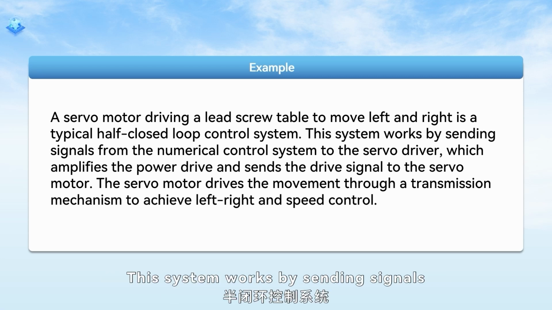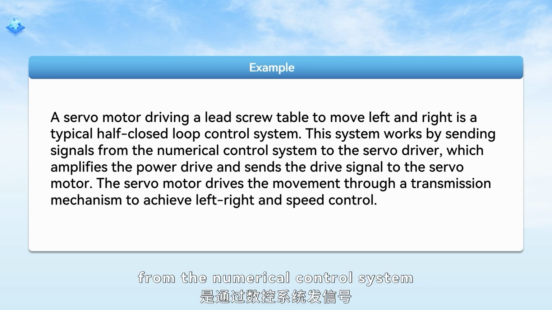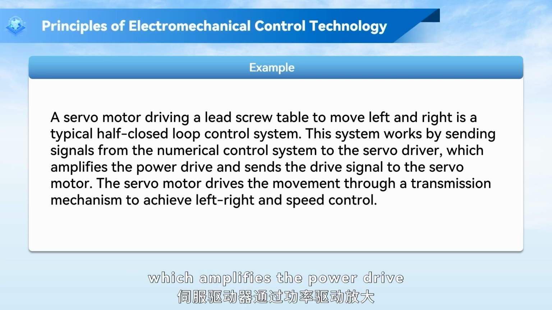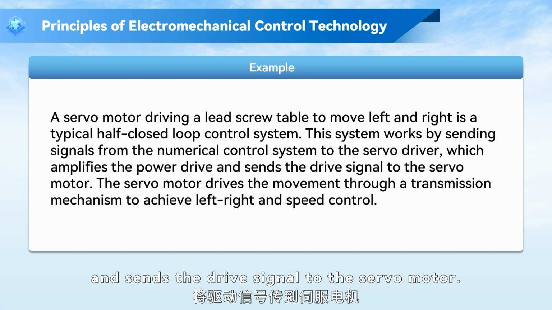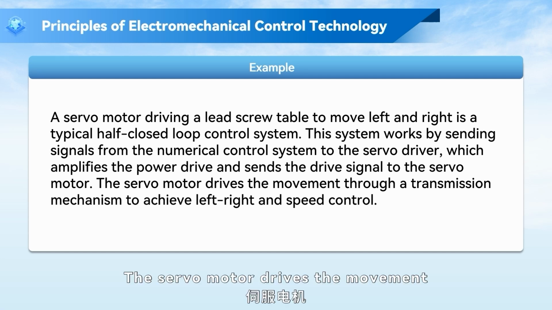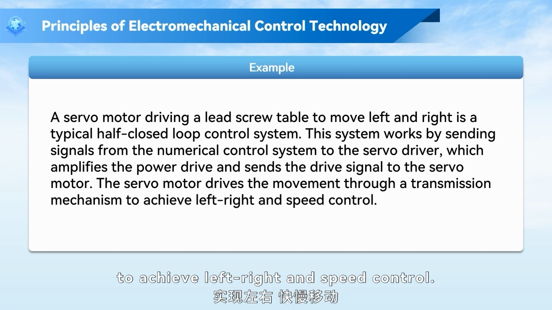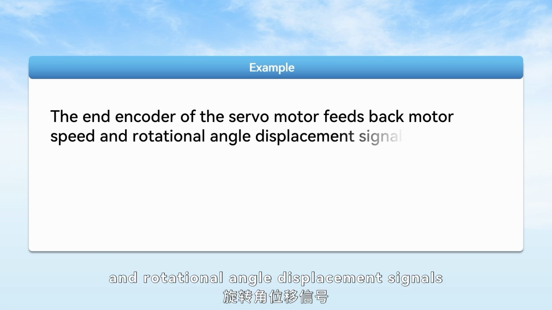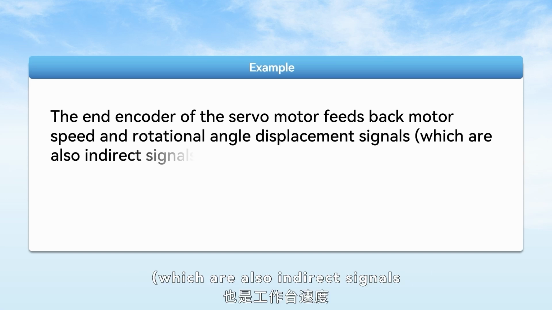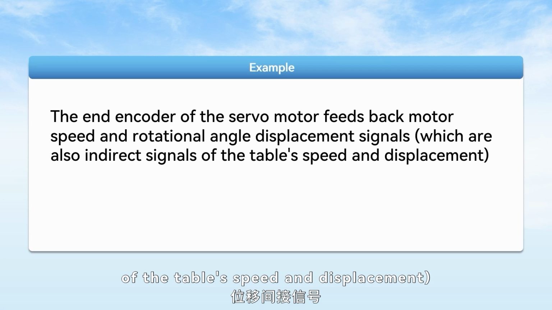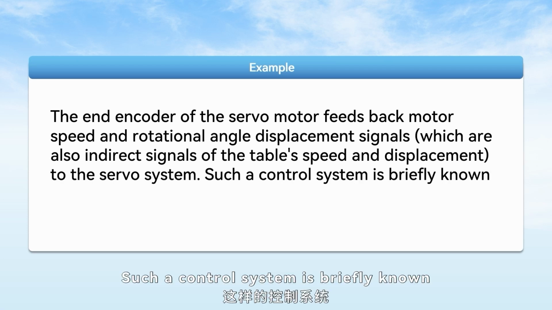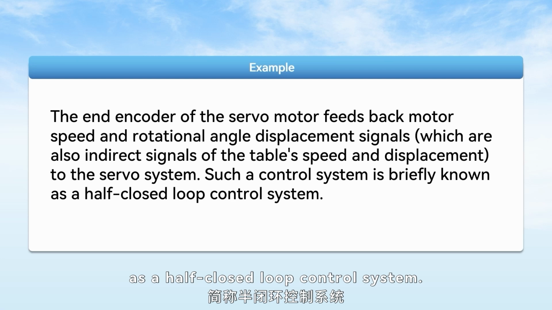control system. This system works by sending signals from the numerical control system to the servo driver, which amplifies the power drive and sends the drive signal to the servo motor. The servo motor drives the movement through a transmission mechanism to achieve left-right and speed control. The end encoder of the servo motor feeds back motor speed and rotational angle displacement signals, which are also indirect signals of the table's speed and displacement, to the servo system. Such a control system is briefly known as a half-closed loop control system.